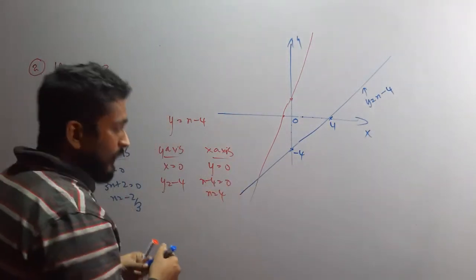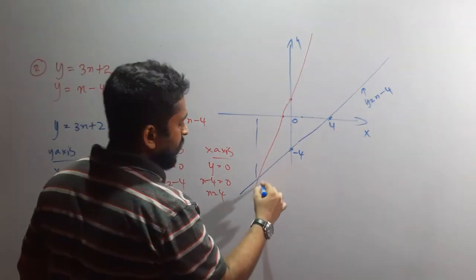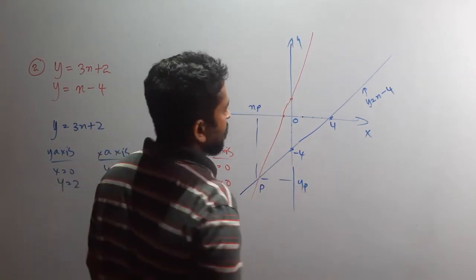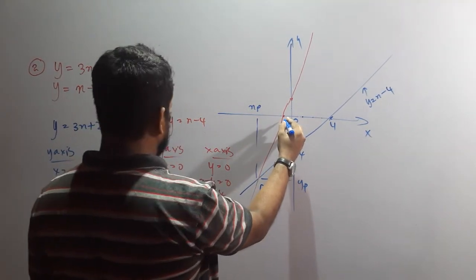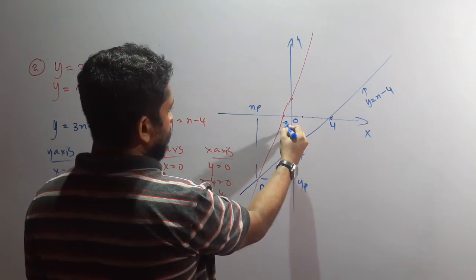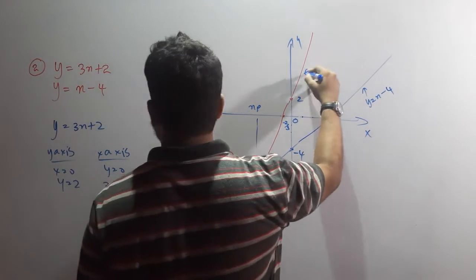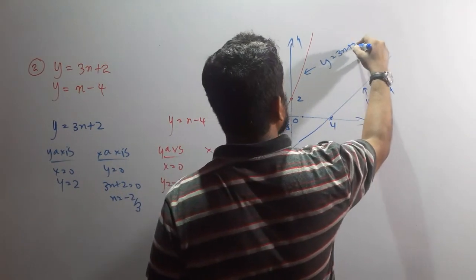So we have done that. So make that P and mark it as xP, yP. All done. This is minus 2 by 3. This is plus 2, and name the graph y equals 3x plus 2.